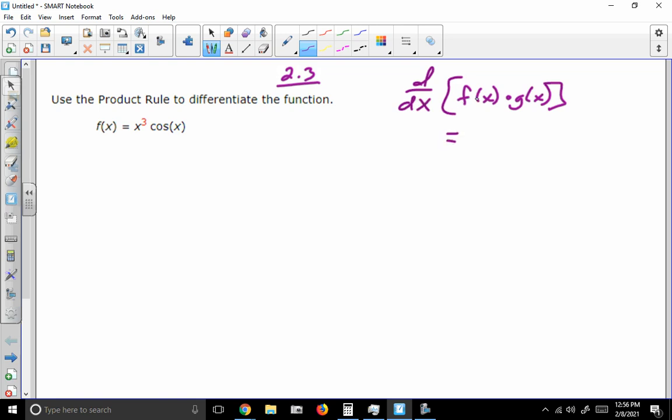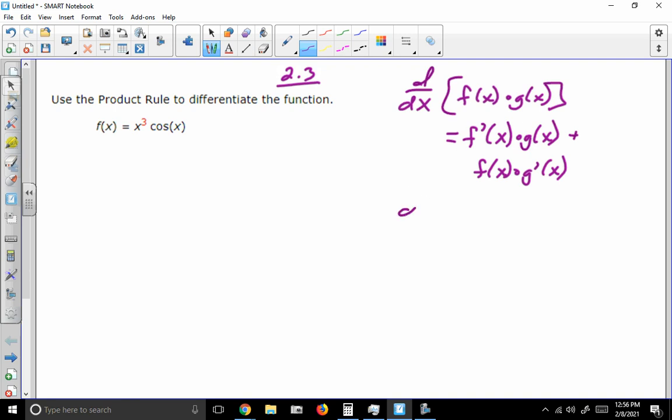If we have something with a variable times something with a variable, we have to take the derivative of the first function times the second, plus the first function times the derivative of the second. So we do take the derivative of each of them, but it's not just the derivative of the first times the derivative of the second.